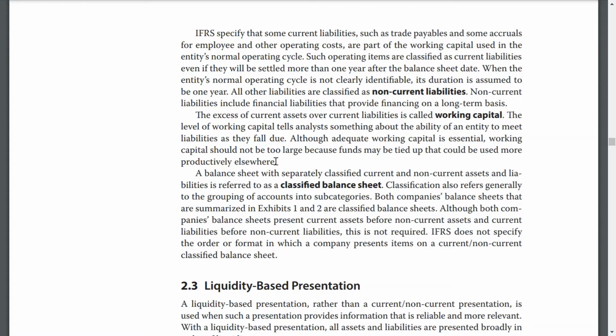Although both companies' balance sheets present current assets before non-current assets and current liabilities before non-current liabilities, this is not required. IFRS does not specify the order or format in which a company presents items on a current/non-current classified balance sheet.